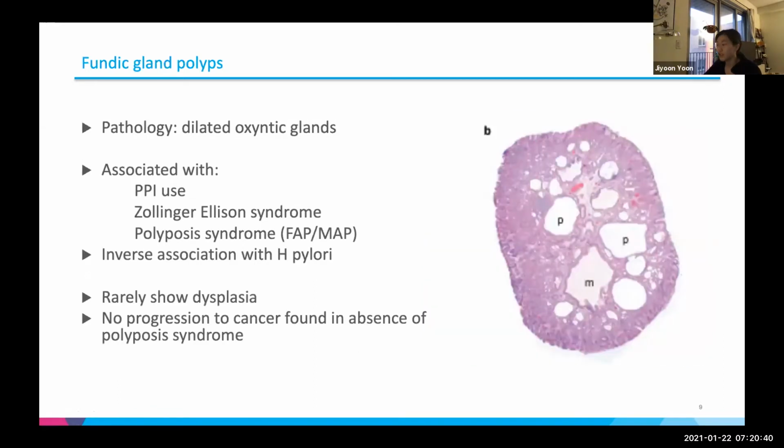On pathology, they're very distinctive. They're dilated oxyntic glands, which you can see here with the big holes in the specimen. They're associated with PPI use, Zollinger-Ellison syndrome, and some polyposis syndromes, FAP, MAP. There's an inverse association with H. pylori, so it seems like if somebody has H. pylori, they're much less likely to have fundic gland polyps. And they very rarely show dysplasia. In the absence of a polyposis syndrome, I've read that they have virtually no potential to progress to cancer.